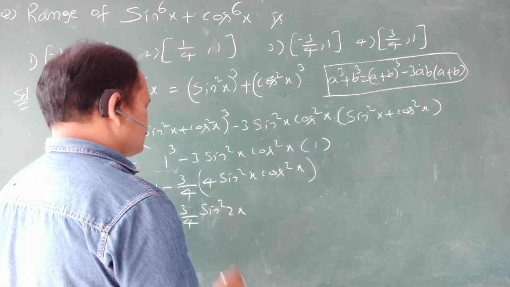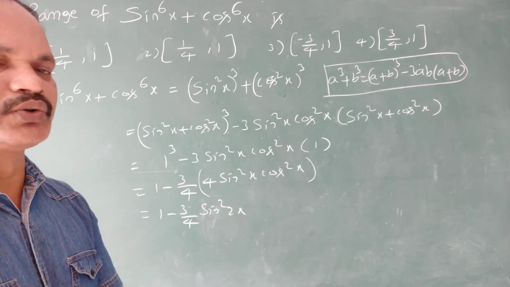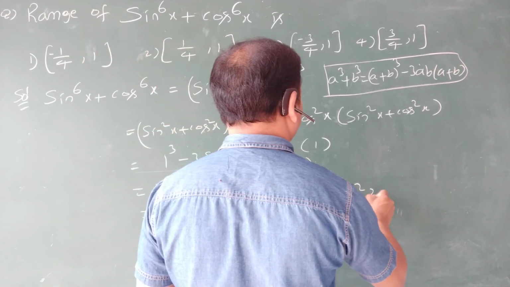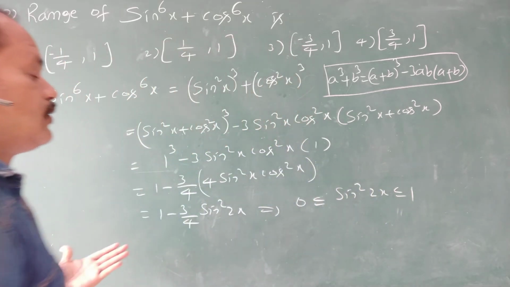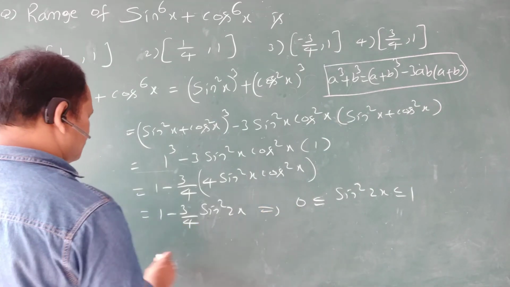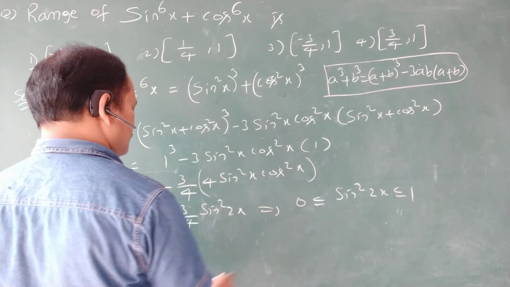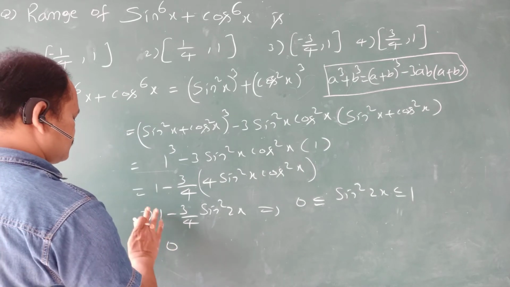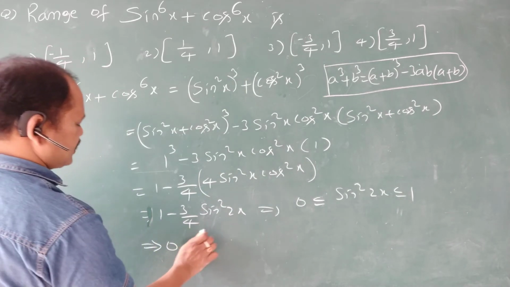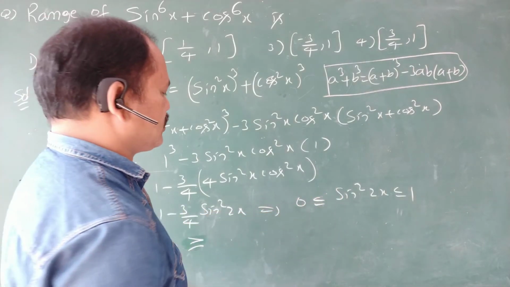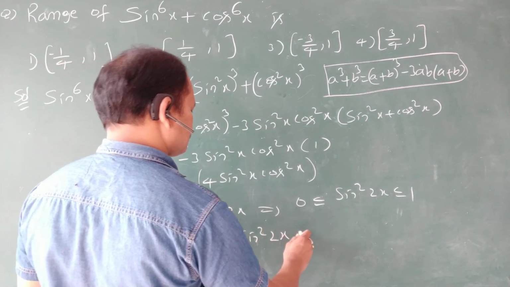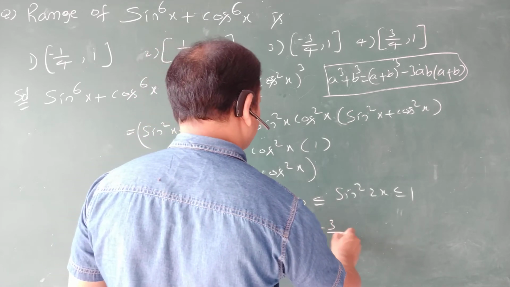So we know that sine square 2x lies within the interval 0 to 1. That's why 0 less than or equal to sine square 2x less than or equal to 1. Now multiply with minus 3 by 4 for this one. Then it is 0 into minus 3 by 4, that is 0, and that implies 0 greater than or equal to minus 3 by 4 sine square 2x greater than or equal to minus 3 by 4, since multiplying with a negative, the inequality must be changed.